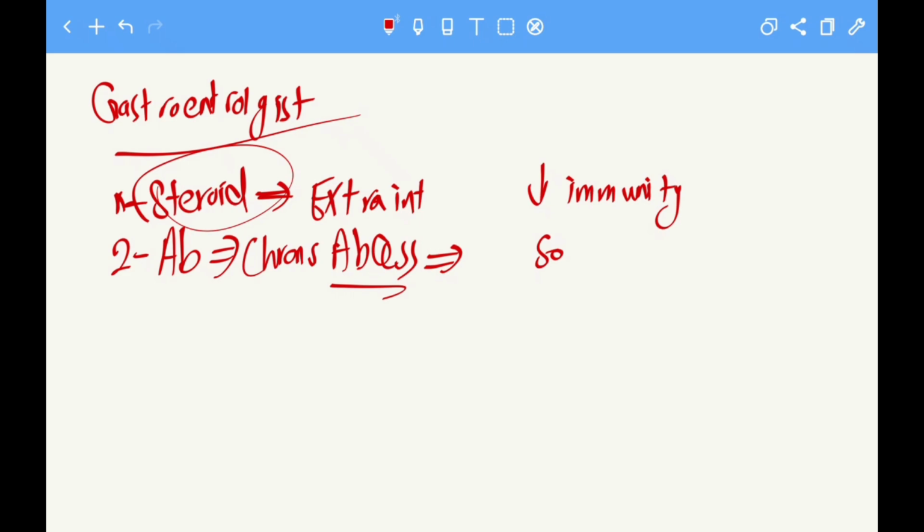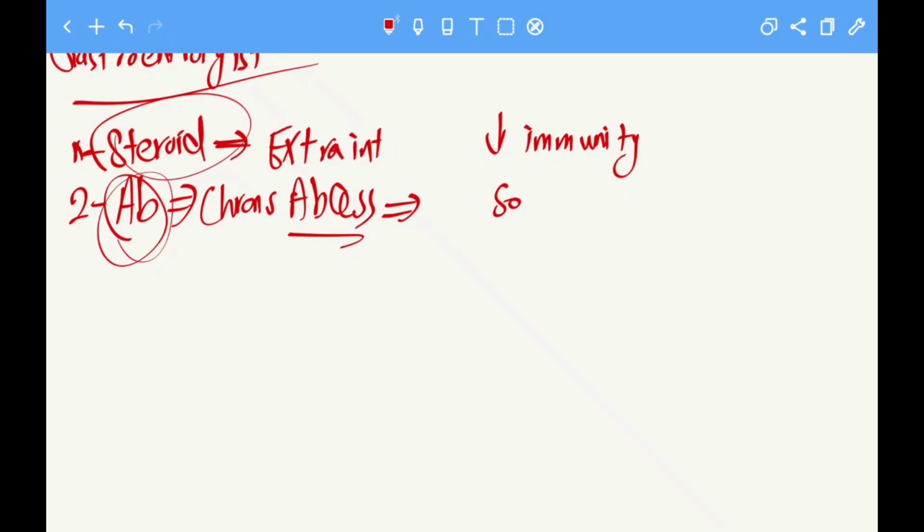So we will need antibiotics to prevent the decreasing of the immunity, to prevent more infections. Number 3, we can use 5-amino salicylic acid, which is called 5-ASA.